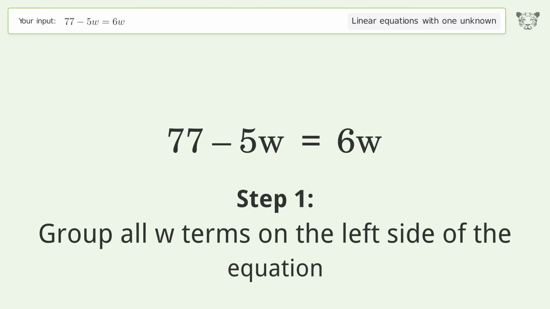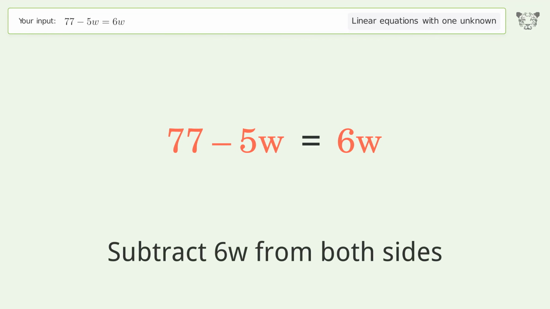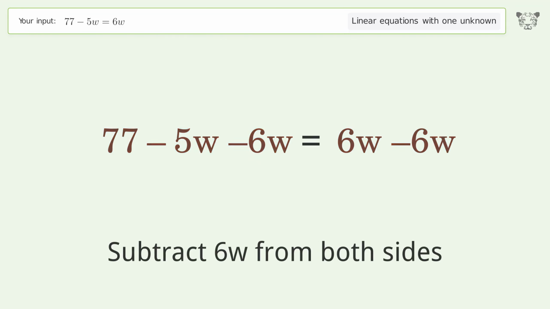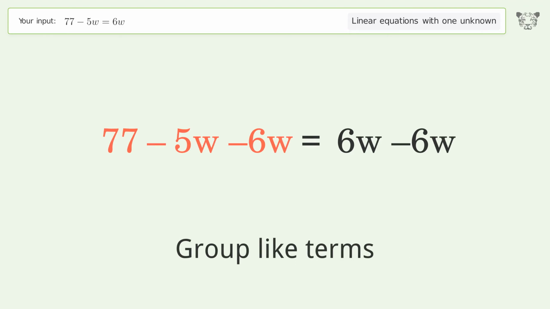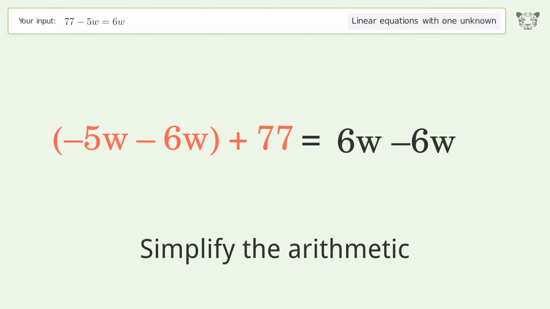Group all W terms on the left side of the equation. Subtract 6W from both sides. Group like terms. Simplify the arithmetic.